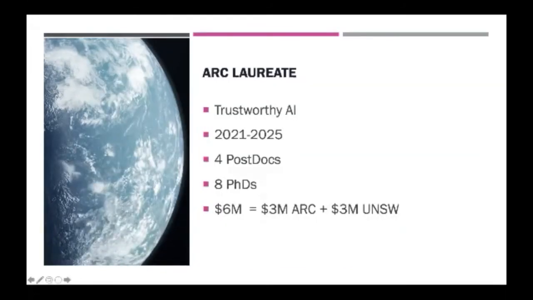So I'm pleased to say that I've received significant funding recently from the ARC. I have a laureate project that's beginning January the 1st next year. It's got $3 million from the ARC, and a similar amount of funding that UNSW is putting into it. So we've got significant funds to employ a bunch of postdocs that we've been interviewing for recently, and a large number of PhDs. We still have positions. So if anyone on this call is looking to study a PhD in AI, please do get in touch. I'm always looking for good PhD students. We have plentiful money to support people to do PhDs in this area.